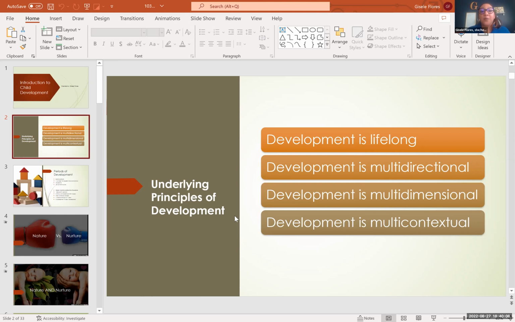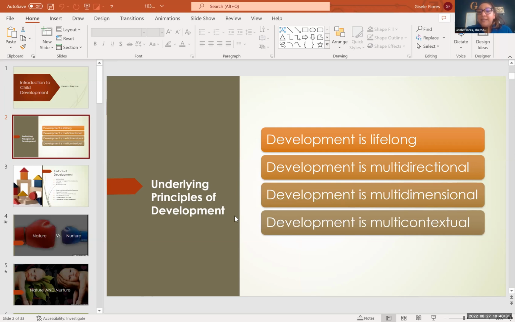You'll see through our semester, each period of development covers each category. So you're going to look at physical development in infancy, and then cognitive development in infancy, and then social and emotional development in infancy. You'll go through those domains in each period of development.